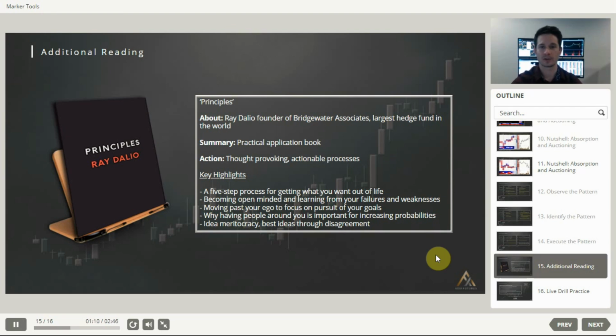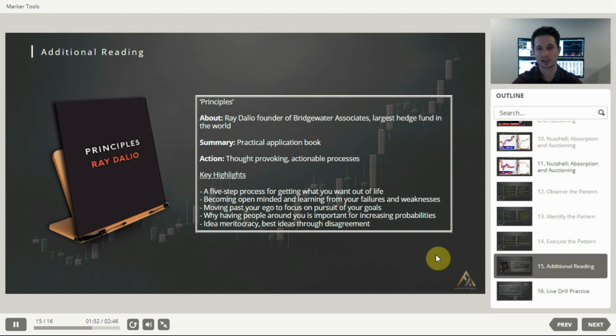Ray Dalio deals with all these concepts of doing things differently, trying new things to ultimately get the most effective outcomes. This book is no different. In terms of a summary, it's a real practical application book, hence I'm recommending it. It's definitely going to provoke your thought, but it's also going to make you want to start to implement actionable processes, and that's why I'm really excited to introduce this book to you. Some of the key highlights, I don't want to spoil it too much, but there is a 5-step process for getting what you want out of life from this book. Becoming open-minded and learning from your failures and weaknesses is a concept we're going to deal with a lot throughout all of these strategies.